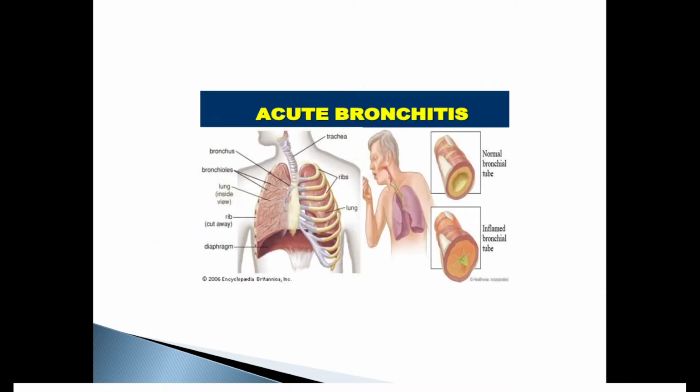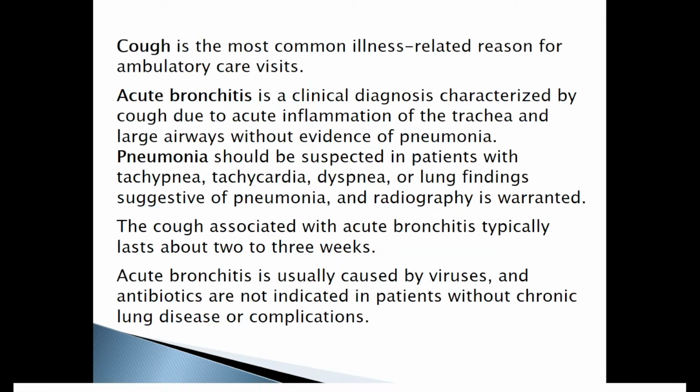What is acute bronchitis? It is cough due to inflammation of the bronchi, small and large. Inflammation may lead to narrowing of the orifice, mucus hypersecretion, bronchospasm, and edema of the bronchial wall, which can cause cough and dyspnea. Cough may be dry, may be with sputum. At the beginning it is, as a rule, dry, then transforms to moist. Cough is the most common illness-related reason for ambulatory care visits. So really, before COVID-19 and now, cough is the most common reason for ambulatory care visits. It is the main complaint of patients who come to a general practitioner.